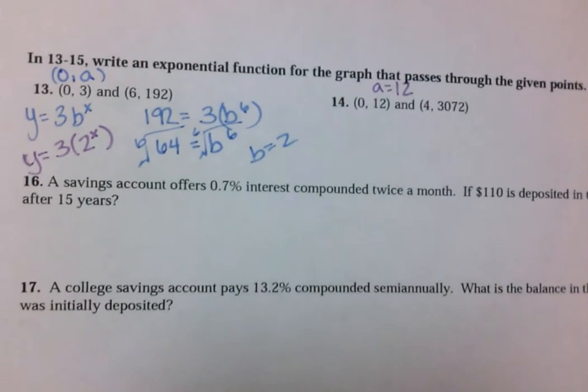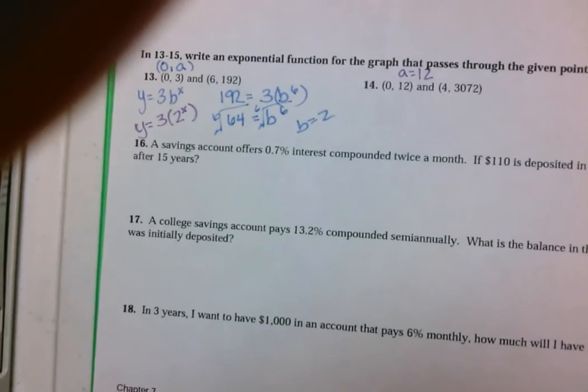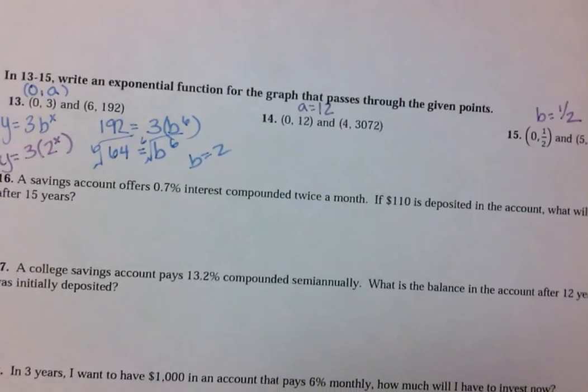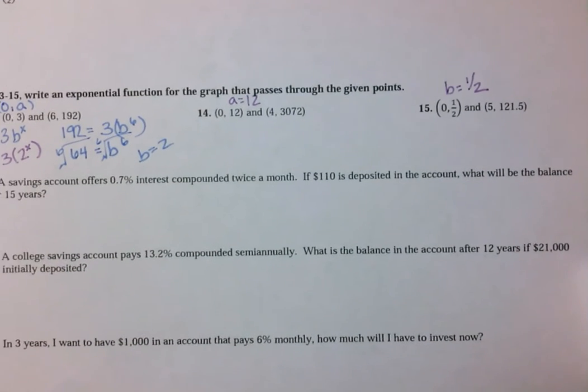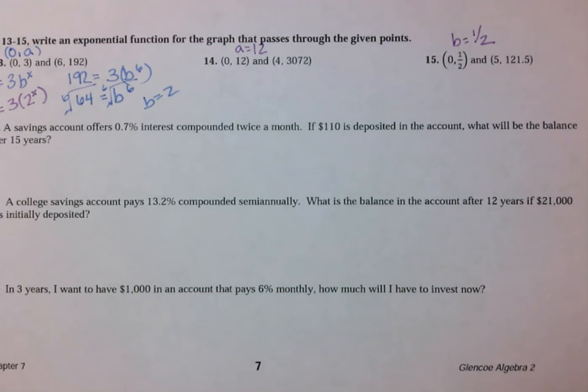Alright, so these next questions here are ones that we didn't get to in the original video in 7.2, and I said I would go over them in class today. These printed out really long, so there we go. A savings account offers 0.7 interest compounded twice a month. If $110 is deposited in the account, what will the balance be after 15 years?